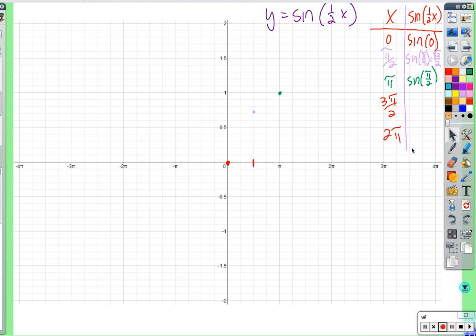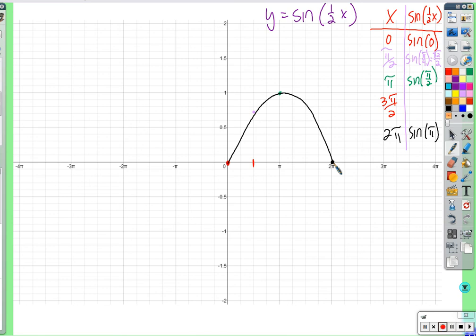All right, let's jump to 2 pi. We put 2 pi in here. What happens when we take 2 pi times 1 half? You get pi, the sine of pi. What's the sine of pi? Zero. See what we have so far? Up to 1. 0.